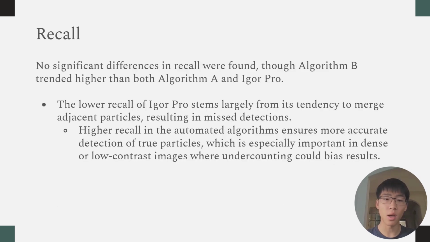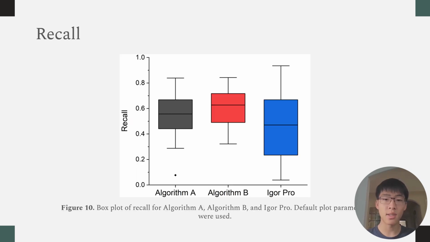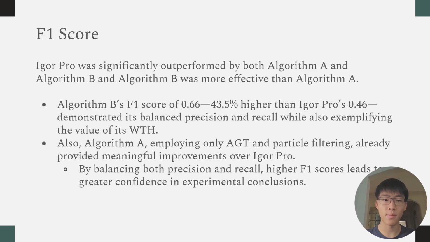Next was recall. Though no significant differences in recall were found, we found that algorithm B slightly performed higher than algorithm A and IGRPro in this case. We can see that again, IGRPro has lower consistency within its sample measurements.